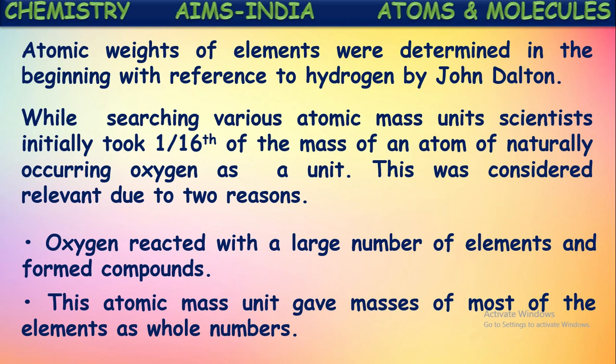So because of these two reasons, they considered 1/16th of the atomic mass of oxygen as a standard unit. Earlier they had taken the mass of hydrogen as standard. But these two are discarded nowadays. 1/12th mass of the carbon-12 isotope is taken as a standard. It is being followed even now because most of the atomic masses are obtained accurately.